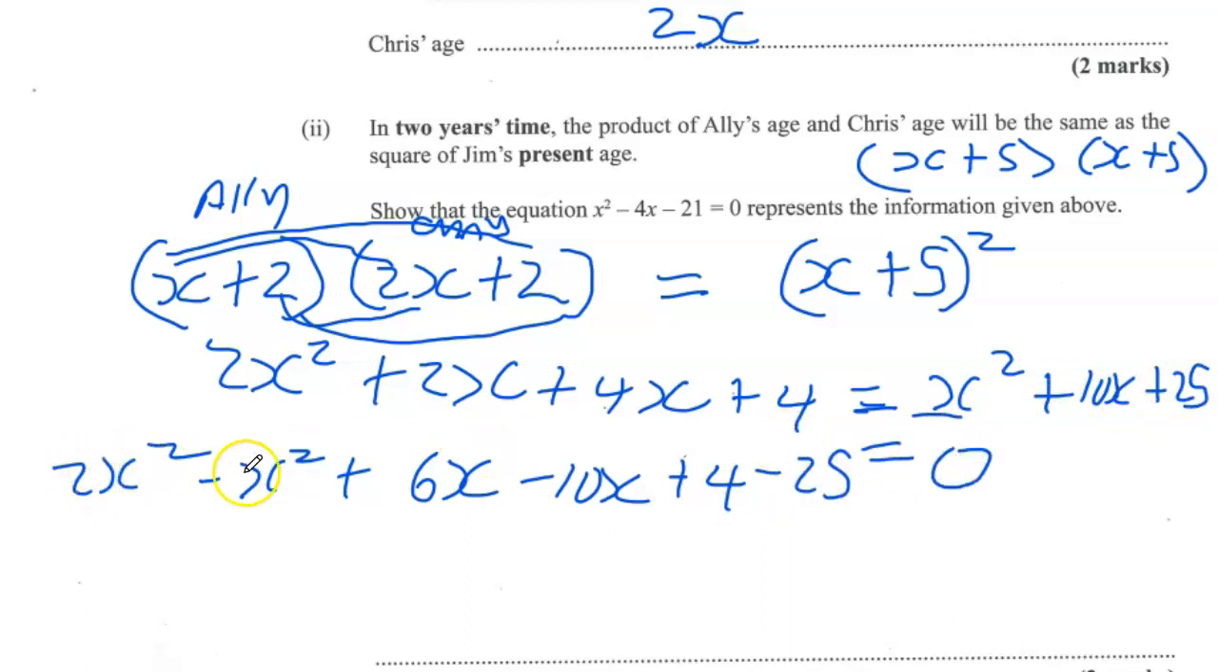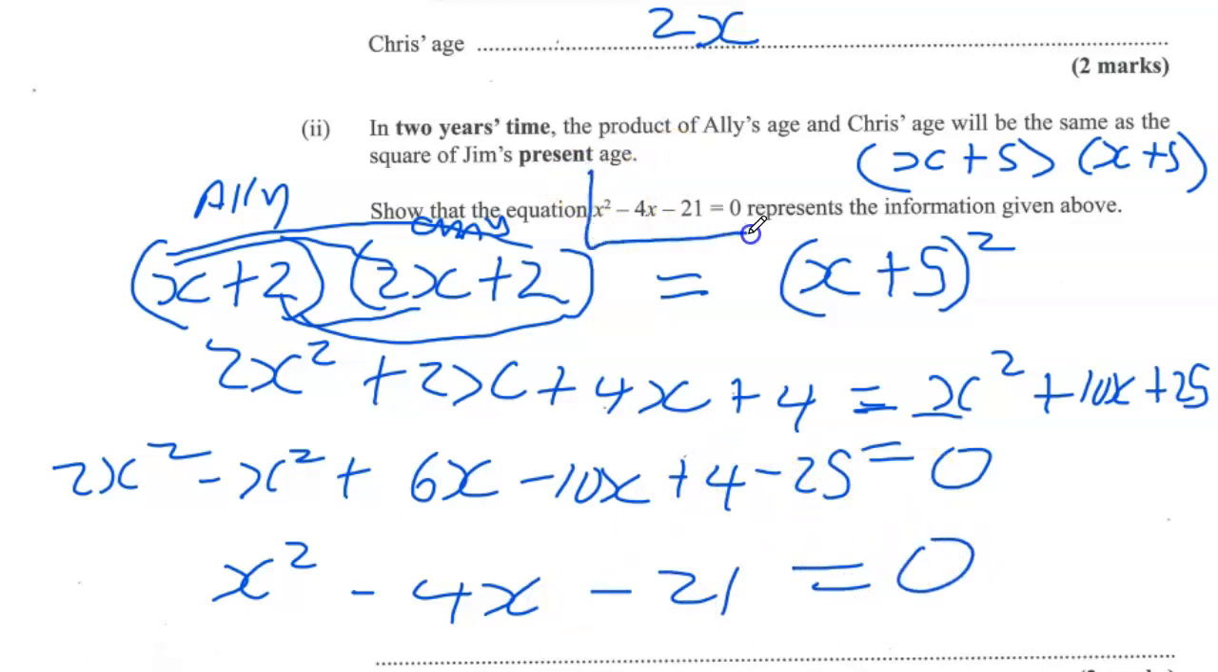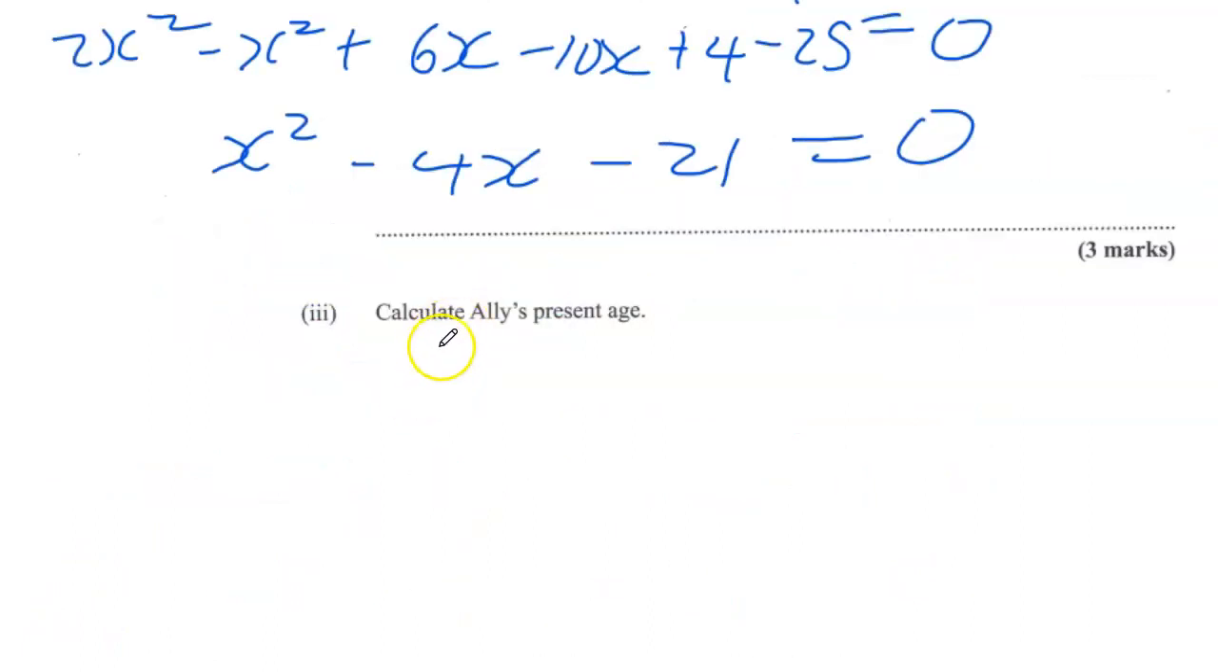So 2x squared minus x squared, that's x squared. 6x minus 10x, that's minus 4x. And 4 minus 25, that's minus 21. Which is what we're asked to prove, right? So that's done. Now calculate Ali's present age.